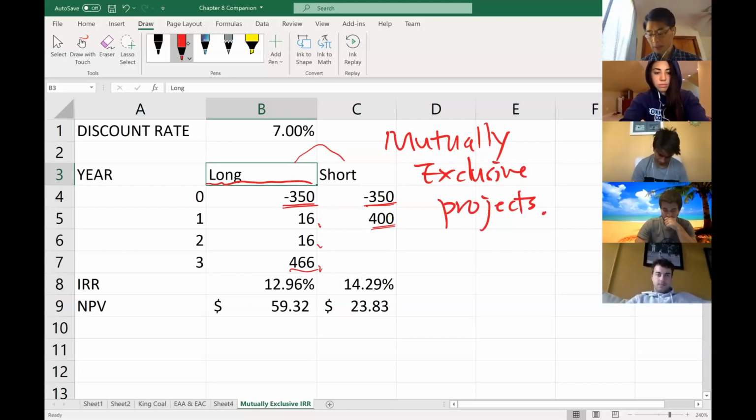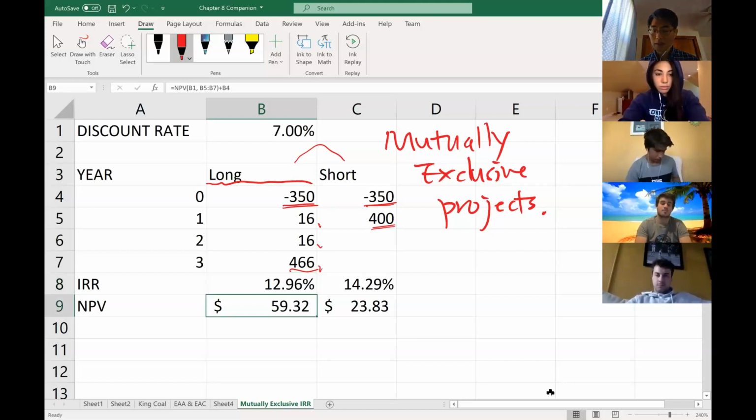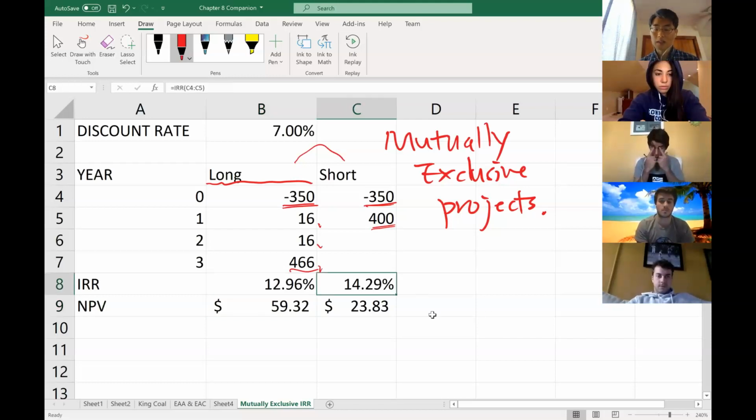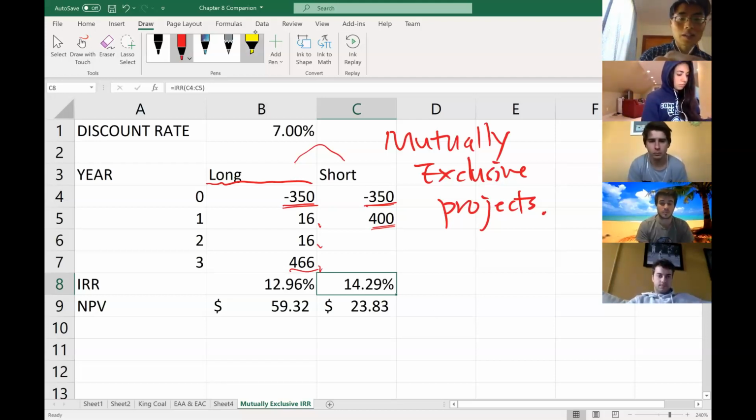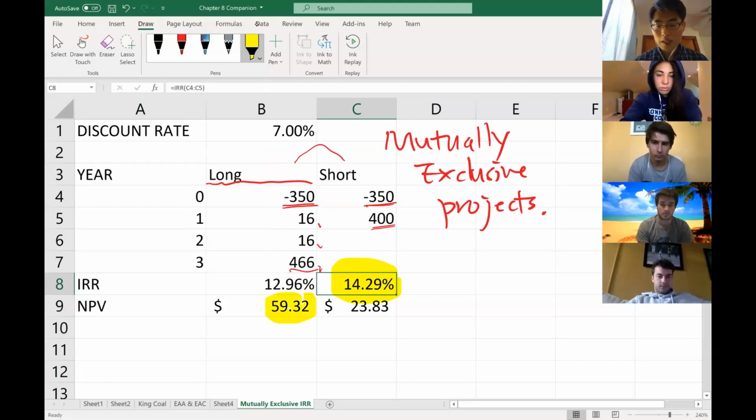In the case of mutually exclusive projects, sometimes the internal rate of return and the NPV do not agree. As we can see here, the internal rate of return of the long project is 12.96%, and the NPV is 59.32. The internal rate of return of the short project is 14.29%. According to the internal rate of return, this is greater, so the short project is better than the long project. But according to the net present value, the long project is better, with a higher NPV than the short project.